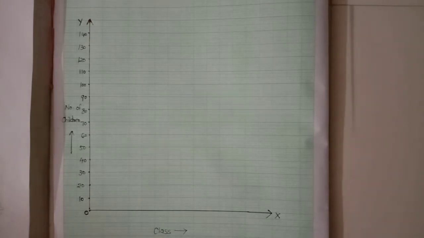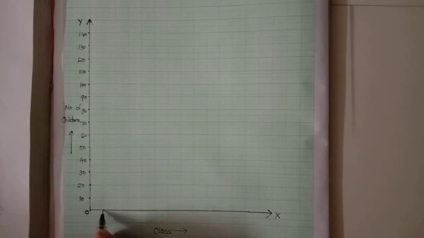Now we will make the bar graph. How will we make the bar graph? Students, once again you have to see the table. In 5th class there are 135 students. So first we will make the bar for 5th class. And how can you make a bar? Obviously you have to take the width of each bar equal to each other.